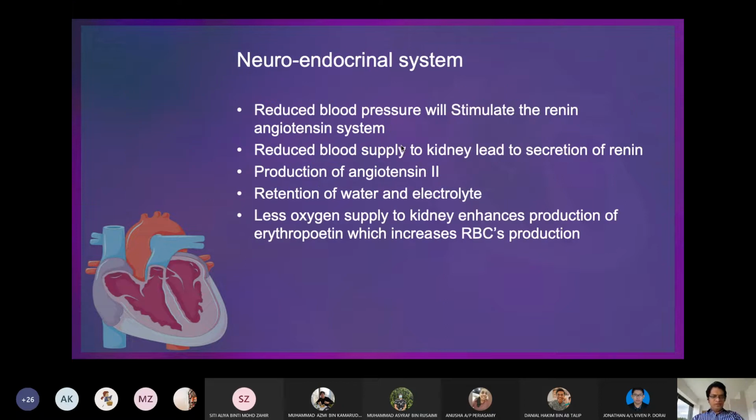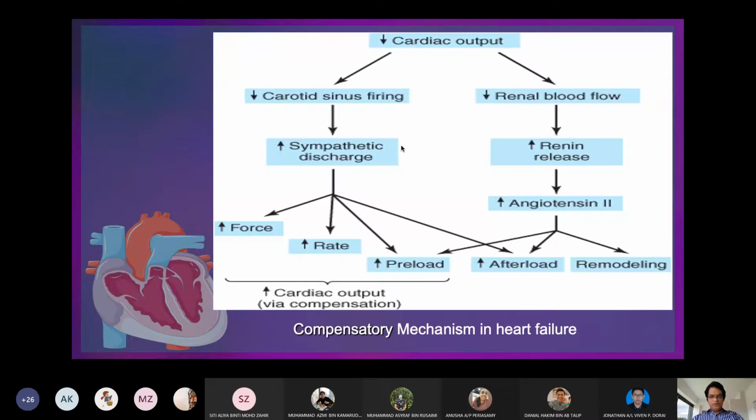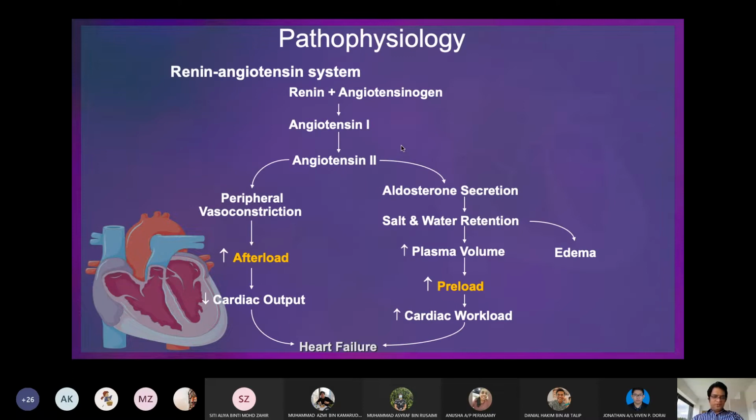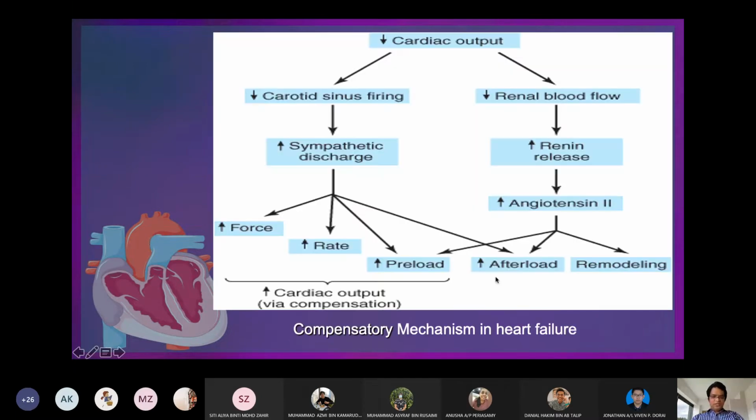Not only neuronal, the endocrine system also takes part. We already discussed it yesterday. Once the body senses decreased blood pressure, it not only increases baroreceptor activity but also activates renin-angiotensin activity. So you are increasing afterload and also preload by vasoconstriction and by salt and water retention. This is exactly what happens at the acute onset of heart failure. The first few weeks are even worse.